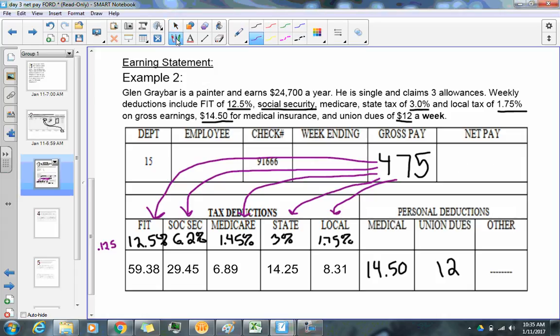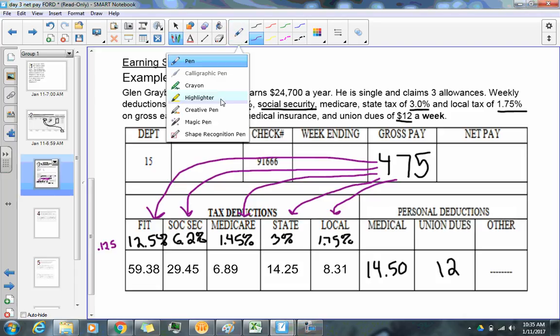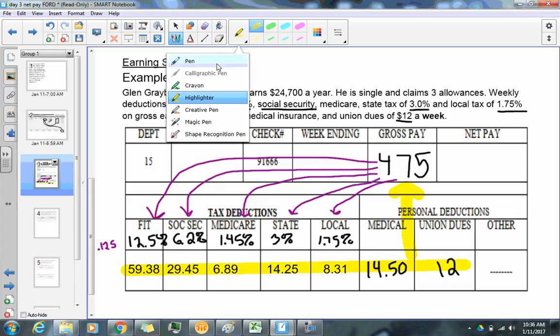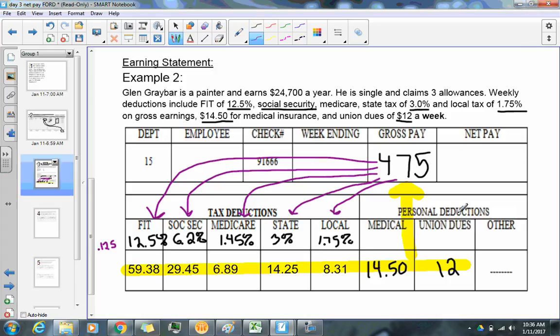So figuring out our net pay, very simply, now that we've done our multiplication problems, we're going to take all of these numbers and subtract them from 475. So all those deductions subtracted from 475, and when we do that, our final answer, which means our net pay, is going to be $330.22. All right, pretty easy. Next one.